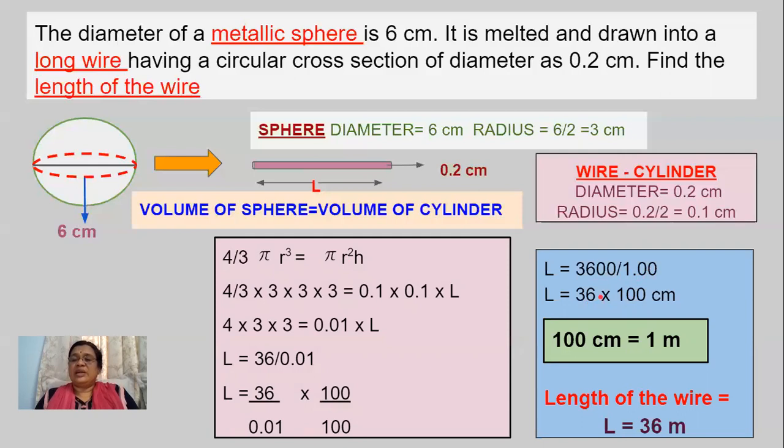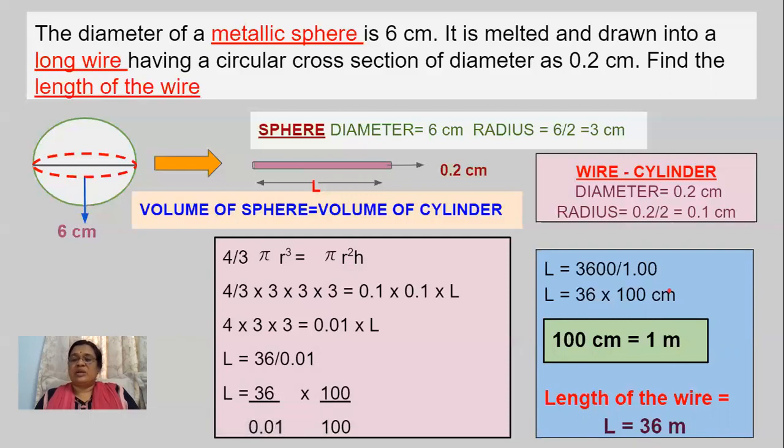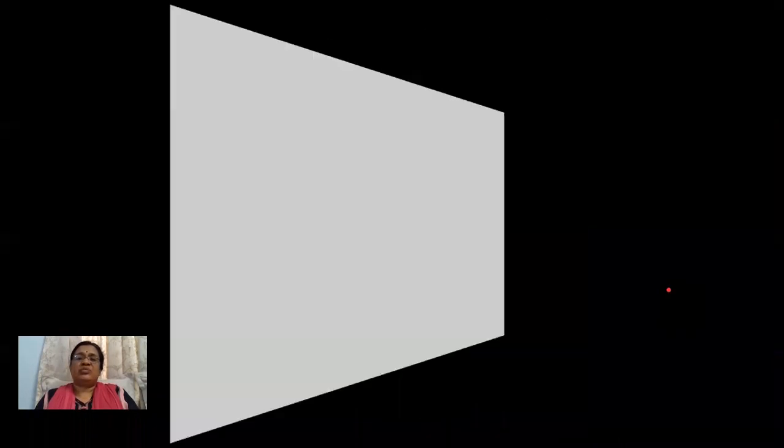So 3600 can be written as 36 into 100. 100 centimeters is equal to 1 meter. So in place of 100 centimeters, you can write meter. So the length of a wire will be L is equal to 36 meters. L is equal to 36 meters.